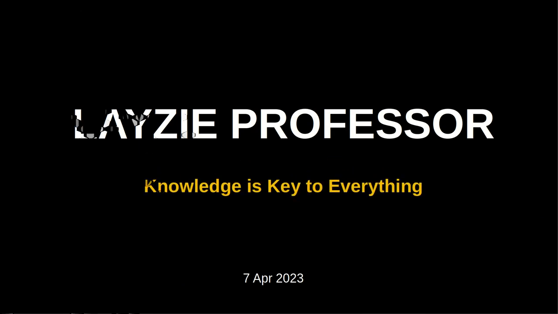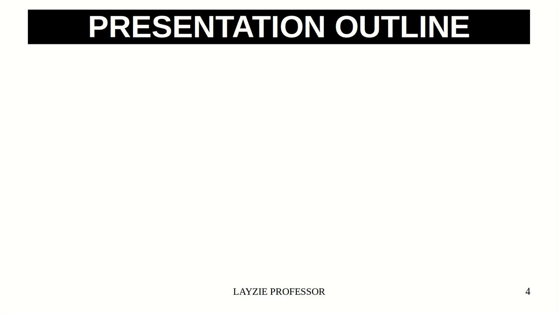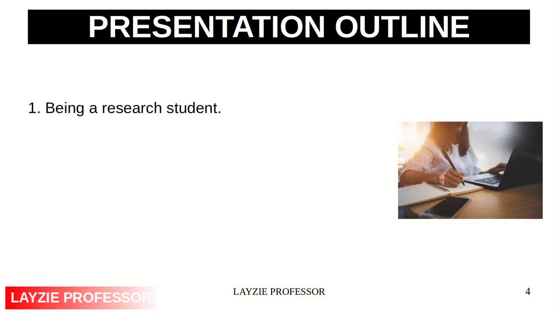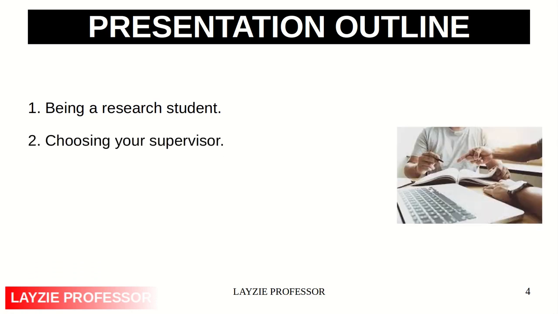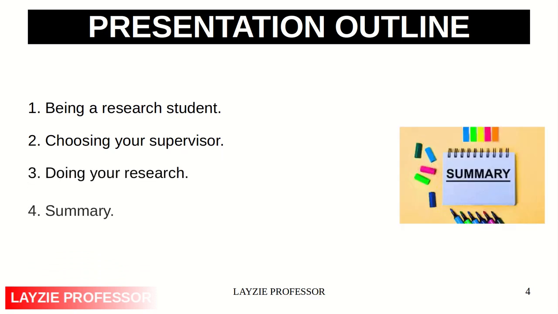In this video, I'm going to talk about conducting scientific research as a student, and I'm going to look at the process of the research. In my presentation, I have the following outline. First, I'll talk about being a research student. Then, I'll talk about choosing your supervisor. Then, I'll talk about doing your research. Then, I'll summarize the presentation. So, let's get started.